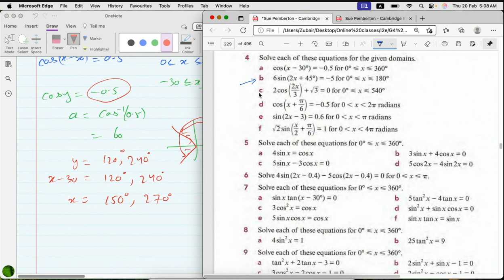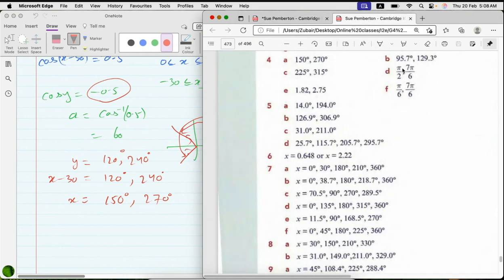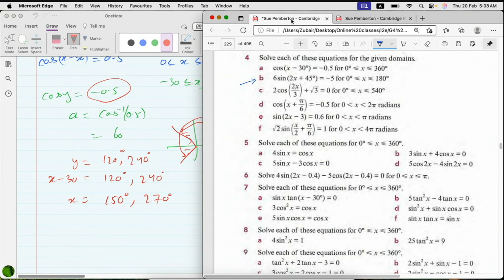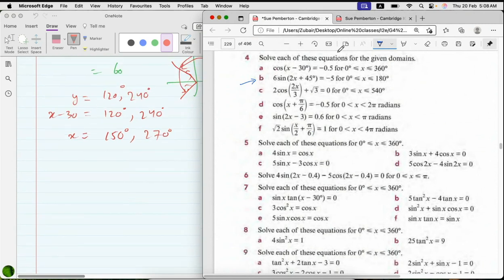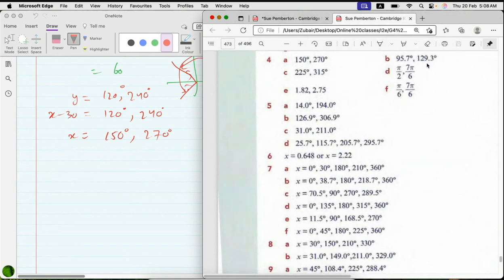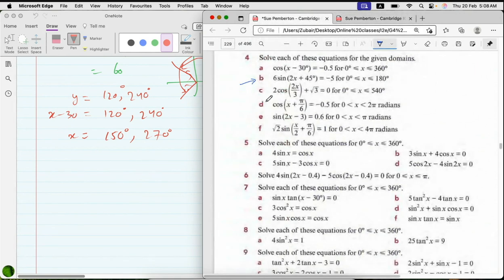So I got 95.72 and 185.72, but we discard that one because that's not in the range and it's just 95.72. 4B, two answers: 95.7 and 129.3. What was the second answer? Yeah, there's a second answer. That is 129.3. Hmm. Okay.